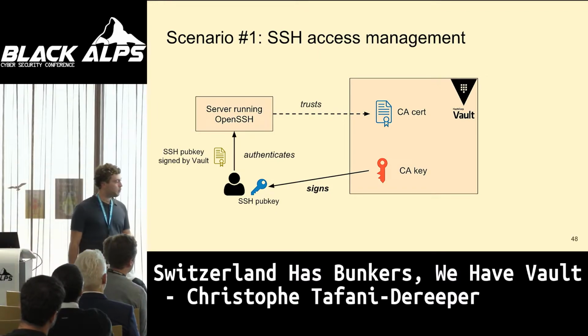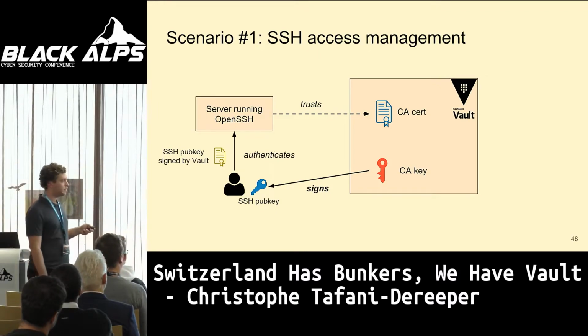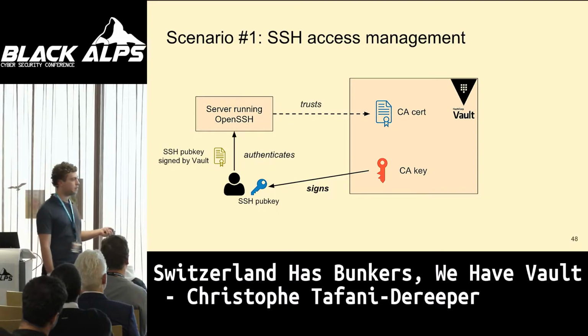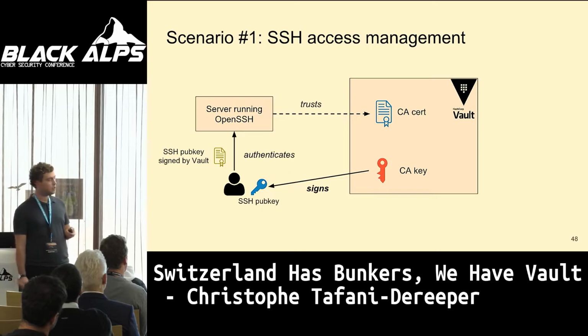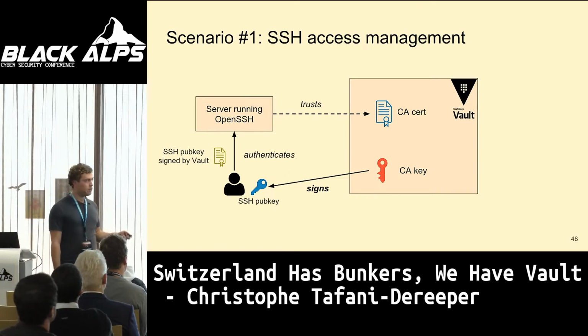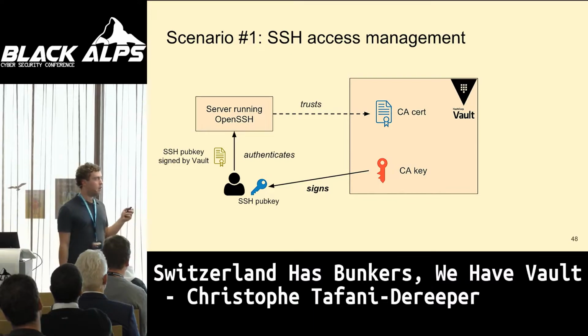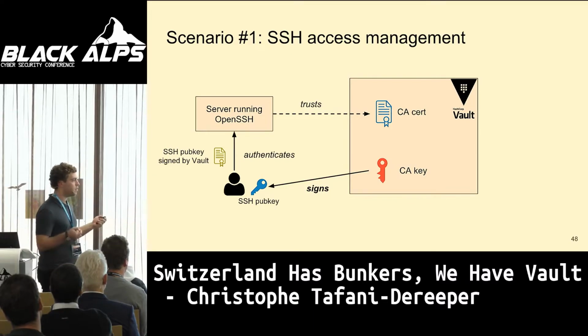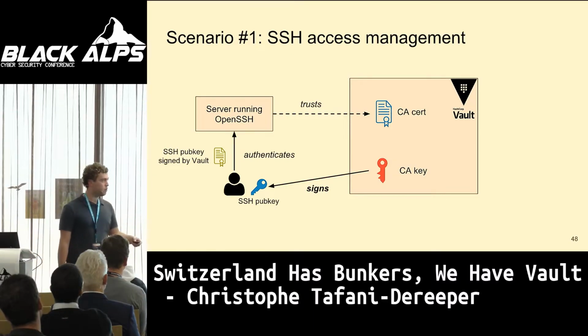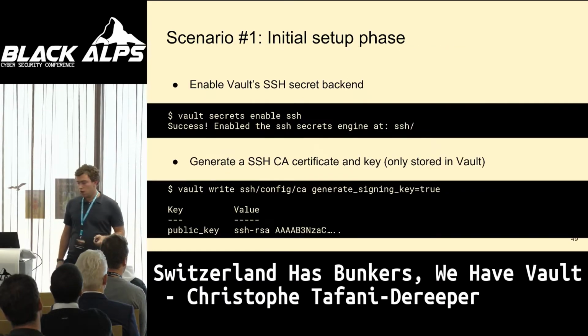So what is neat with that is that it's a feature which is built into OpenSSH. So you don't have any additional software to install on the machines. And since the signatures are done offline, you don't need to have any communication between the servers and Vault. So you can typically have Vault and the machines running in different subnets. You don't need to open any firewall ports or these kinds of things. So this is the way we do it very practically.